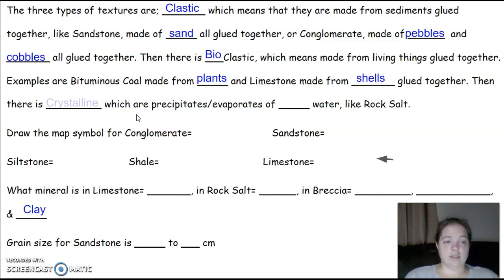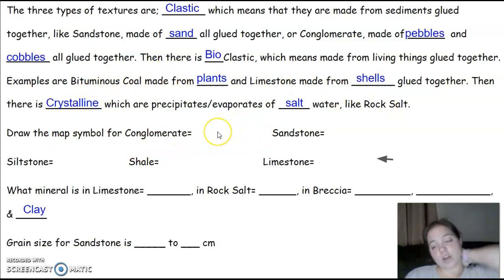Then there's crystalline, which are precipitates or evaporites. That just means they've either fallen out of water or they were left after the water evaporated. For example, salt water is an evaporite that makes rock salt.